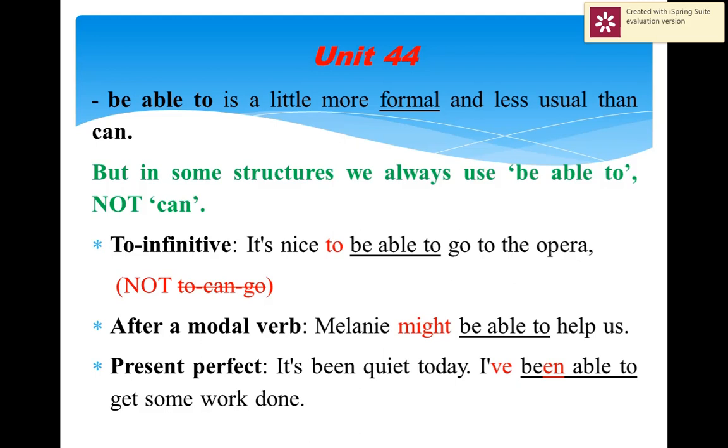However, in some structures we always use be able to, not can. Some structures, التراكيب, require be able to, not can. The first structure, to infinitive. For example, it's nice to be able to go to the opera.